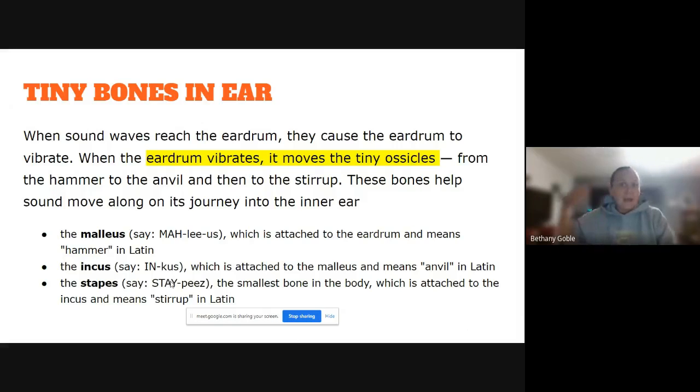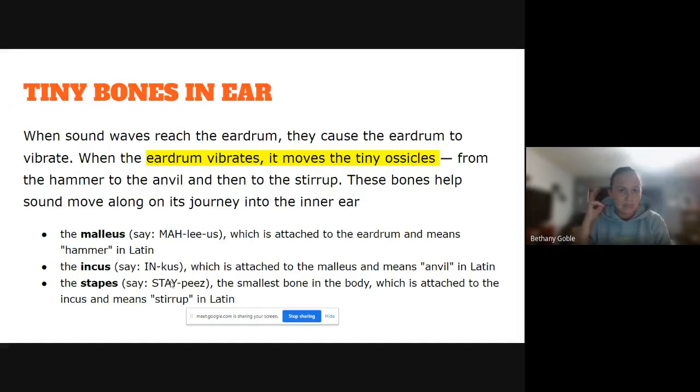Well, when that sound wave comes through your outer ear, when it goes into your middle ear, when the eardrum vibrates, it actually moves these 3 tiny bones. Ossicles means bones. So when the eardrum vibrates, right, you have the sound wave, womp, womp, womp, and it starts vibrating, it moves those 3 tiny bones.